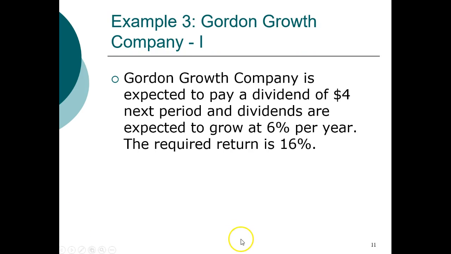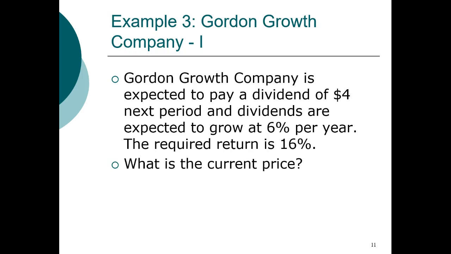Now let's take a look at one last example, which adds a slight complexity to the constant growth model. So the first part of this is relatively straightforward. It's something that you have done before. So pause the video now and try to answer this question on your own. So you know a company is paying $4 in dividend, growth rate is 6%, the required return is 16%. Let's find out what the price of the stock is today. So pause it now.